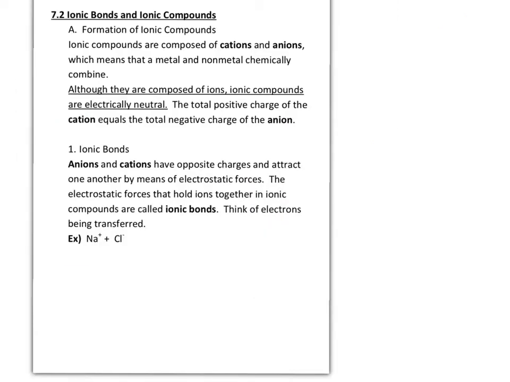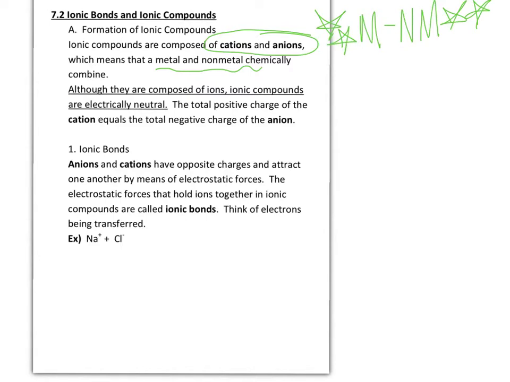So then ionic bonds and ionic compounds. The formation of ionic compounds is when cations and anions come together. And ionic compounds are metals and nonmetals. And the way that we write that is metals to nonmetals. And that's something you have just got to remember. Remember, ionic bonds form between metals and nonmetals. So because of that, even though they're composed of ions, because you have a positive ion and a negative ion, that means that the overall charge is neutral in an ionic compound.